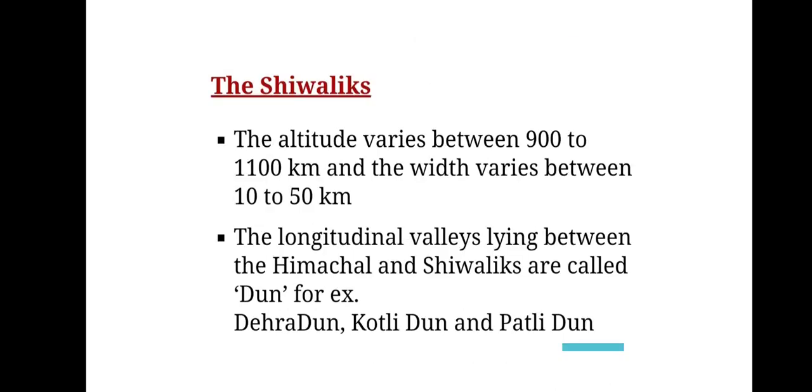Then we have Shivaliks. It's the southernmost mountain range, and remember, it has got the recent origin. That's why it's made up of loose and unconsolidated material, which is very much prone to landslides. So Shivaliks are very much prone to landslides. You can see our national highway continuously being blocked by the landslides because it's of a recent origin and is made up of loose and unconsolidated material. The altitude is between 900 to 1,100 meters, and the width varies between 10 to 50 kilometers.